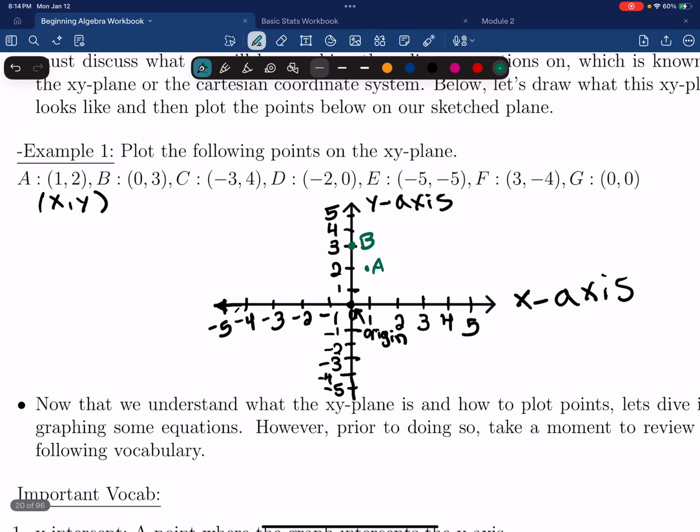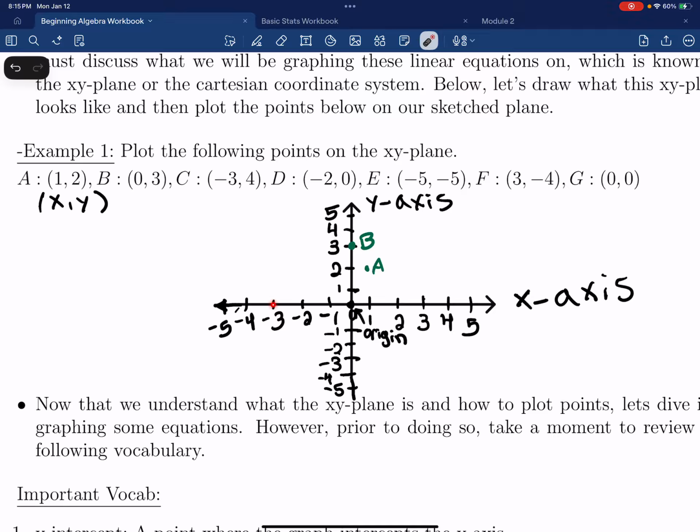Point C is -3, 4. I encourage you to pause the video and see if you can give point C a try. And assuming you have worked through it, let's go through it together. So point C is -3 in the x direction, so we're going to go to the left 3. 1, 2, 3. But in the y direction, it's +4, so we're going to go up by 4. 1, 2, 3, 4. So point C will be right about here.